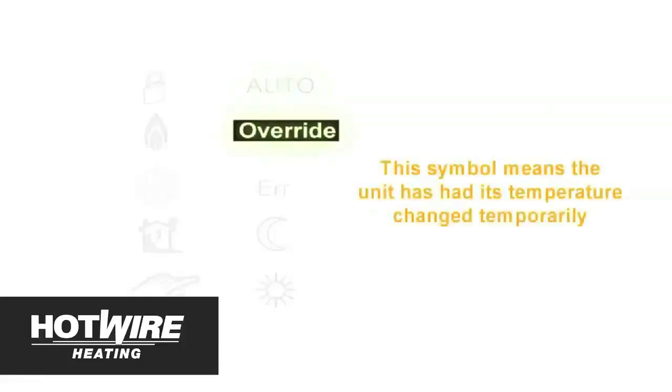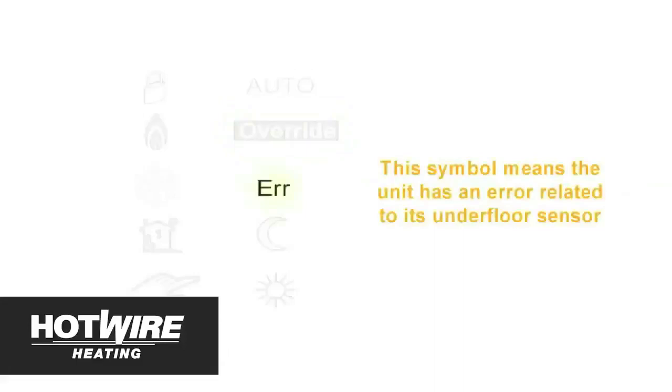The override symbol means the unit is temporarily operating at the temperature you have selected, and it will automatically go back to its scheduled temperature when the next programmed switch on or switch off time occurs. The ERR symbol means the floor sensor has an error and is faulty or not connected properly.